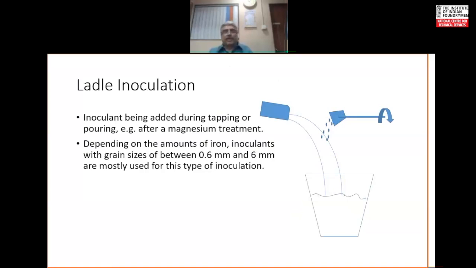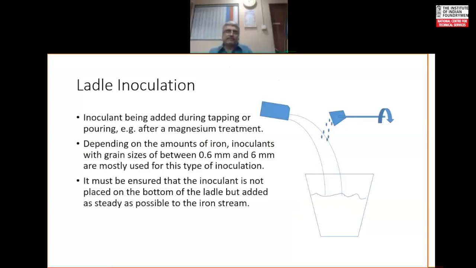So depending on the amount of iron, the right size grading, typically the grain sizes ranging between 0.6 mm to 6 mm are used for this type of inoculation. Different suppliers offer different ranges, 0.6 to 2 mm to 6 mm, depending on each plant's operating conditions.